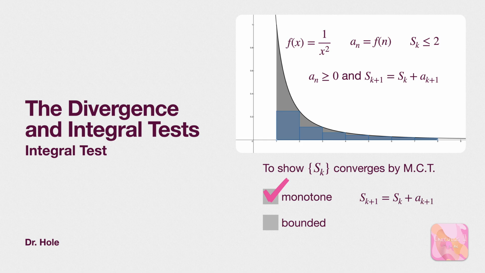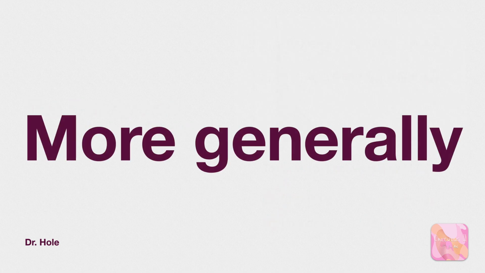Then the other part of the monotone convergence theorem is that the sequence is bounded. Again, because the terms are positive valued, the partial sums will be bounded below by 0. And thanks to the integral, the partial sums are bounded above by 2. So what does the monotone convergence theorem say? It says that the sequence will converge.